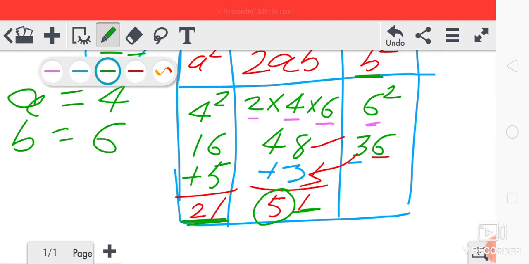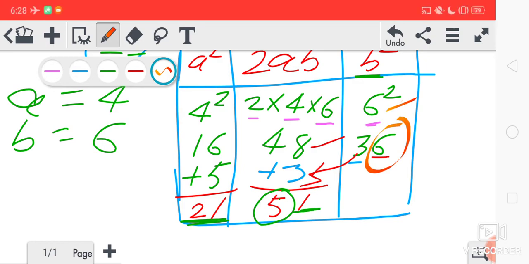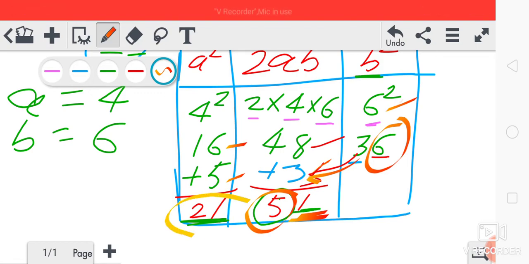Once again I am telling you from the beginning, 6 square, we have got 36. This 36's last digit we have underlined, and this 3 we have added here. So 48 plus 3 we have got 51. This last digit 1 we have underlined, and the remaining 5 we have added here. 16 plus 5 will get 21, and in the last both the digits will be considered.